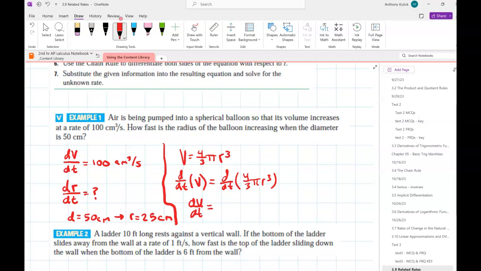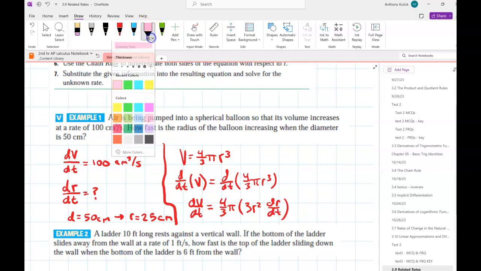Now, how do I do the derivative of 4/3 pi r cubed? 4/3 pi, and the derivative of r cubed is 3r squared, times dr dt. So that's our equation that we have.